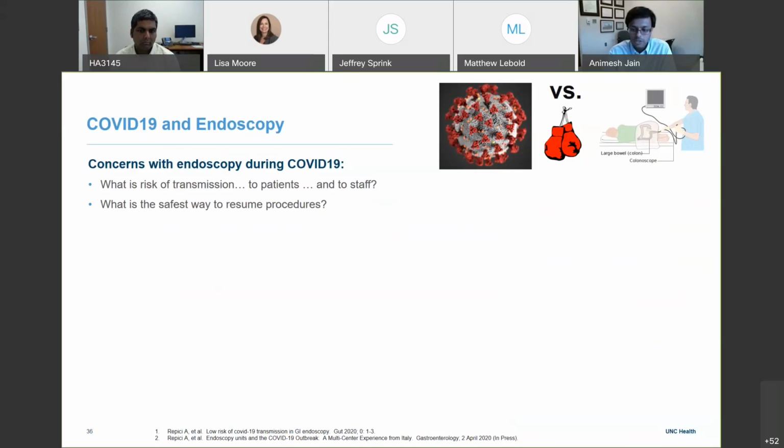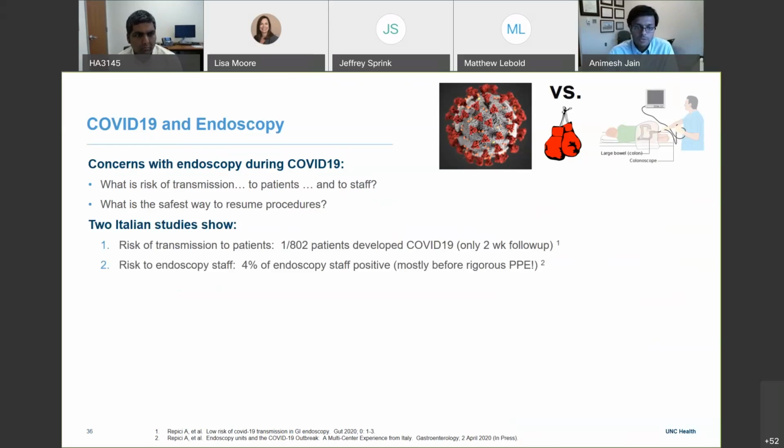We can't continue to delay elective procedures forever. At some point, patients are going to have problems with strictures and colon cancer. So we have been finding ways to resume endoscopy. I'll tell you the UNC experience, and I'd be interested to hear from Dr. Haque what they're doing at Rex. Next slide, please.